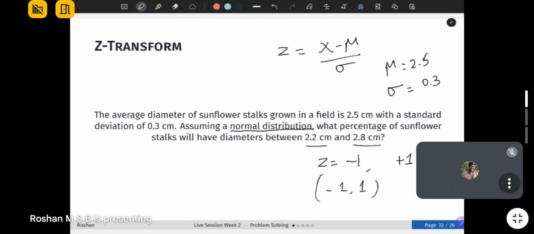It will be around 68%. You have to do the subtraction properly. Okay, sir.